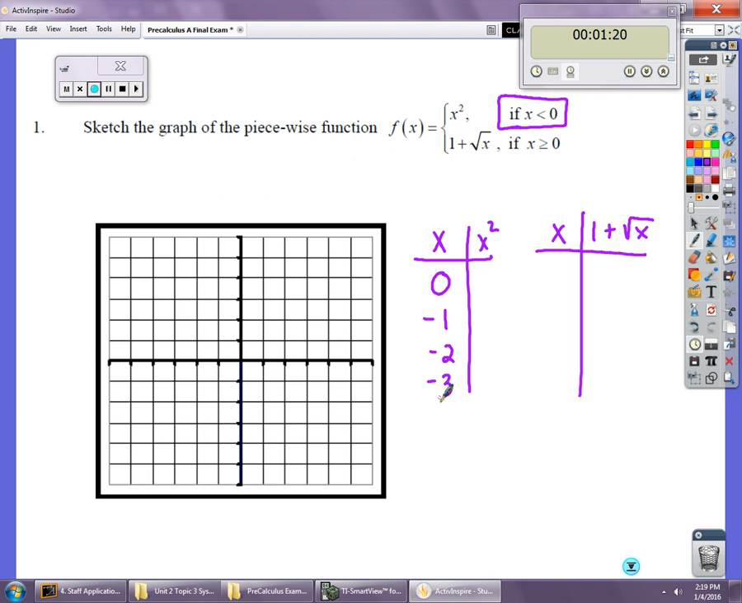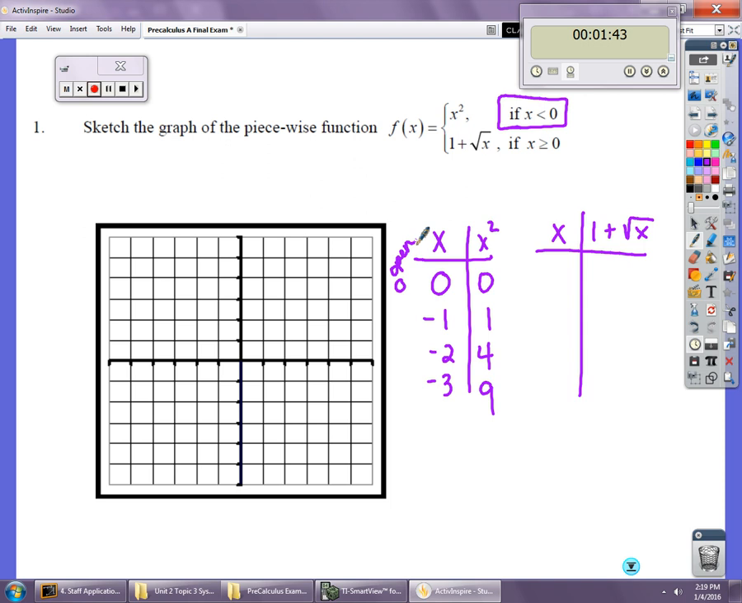Now if I plug them in, 0 squared would give me 0. Negative 1 squared would give me 1. Negative 2 squared would give me 4. And negative 3 squared will give me 9, right? Because negative times negative is positive. Now, this is less than 0, not less than or equal to. So when I plot this point, I'm going to use an open circle.